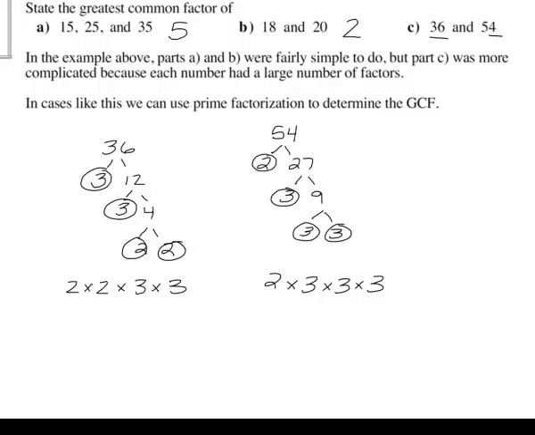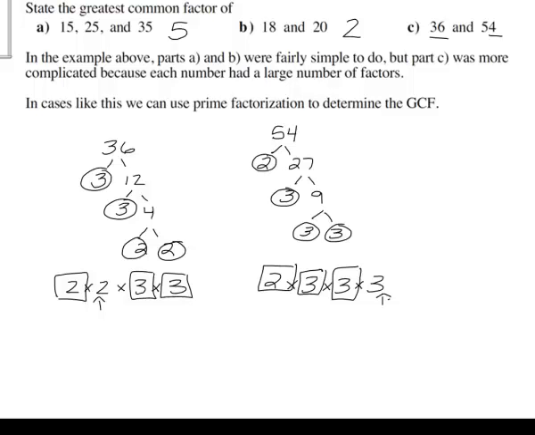Now to determine the greatest common factor, what you can do is see which prime factors they have in common. For example, each has at least one 2 in their prime factorization. They each have at least one 3. In fact, they each have two 3s. The remaining 2 in number 36 is not common, and the remaining 3 in 54 is not common.